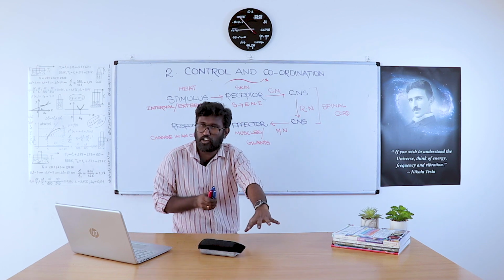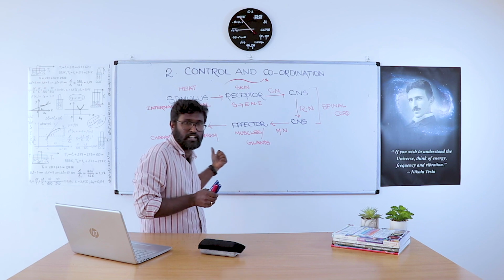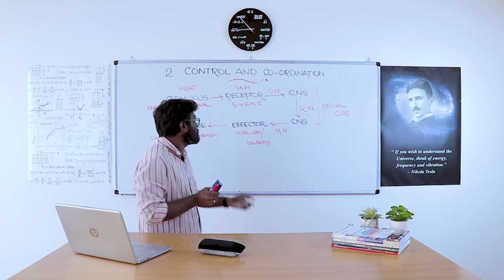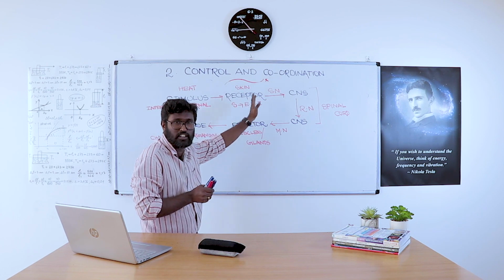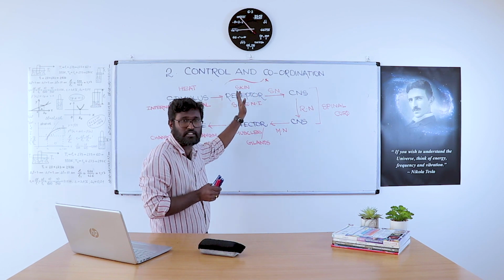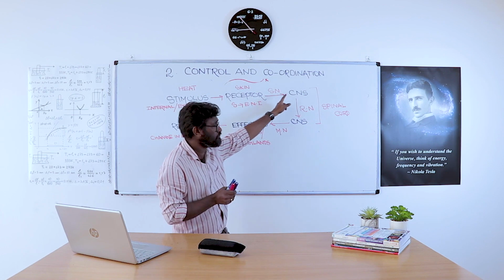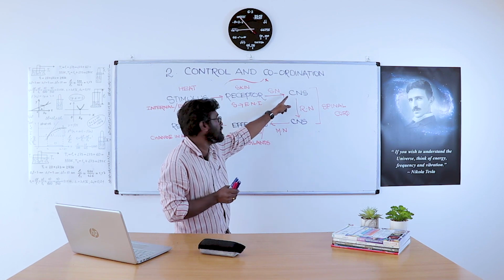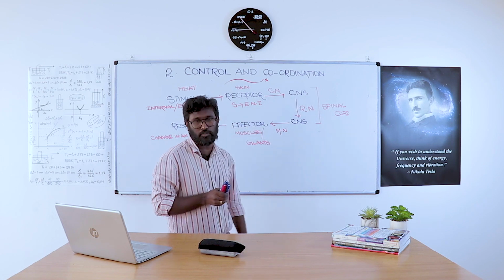When we touch a hot body, heat is there. Immediately we withdraw the hand. That is the response. As we know, heat is the stimulus. That heat is received by the receptor organ, that is the skin. In the skin, that stimulus is converted into an electrical nerve impulse, which is passed to the central nervous system through sensory neurons.